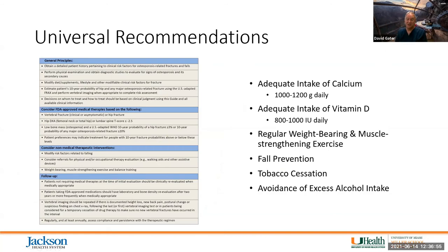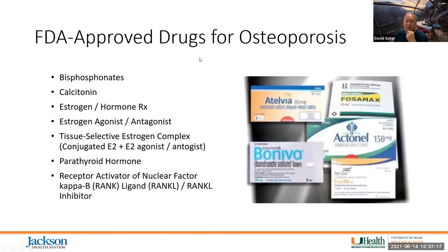So how do we manage osteopenia and osteoporosis in the able-bodied population? There are a number of things that we've looked at, including providing adequate calcium and vitamin D, regular weight bearing and muscle strengthening exercises, fall prevention, tobacco cessation, and avoidance of excess alcohol intake. Let's talk through some of the drugs that are used for managing osteoporosis, including the bisphosphonates, calcitonin, estrogen and hormonal treatments, estrogen agonist/antagonist. We'll talk through a little bit the tissue selective estrogen complexes.